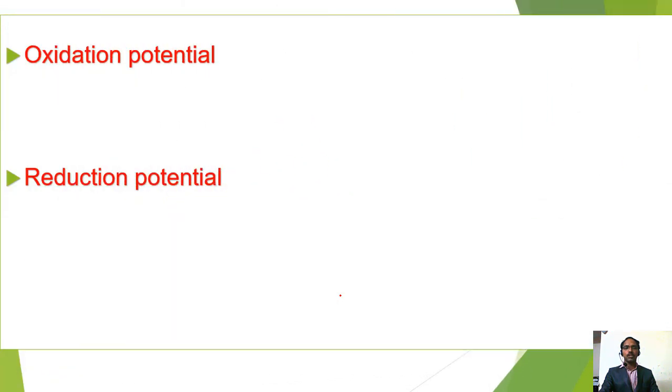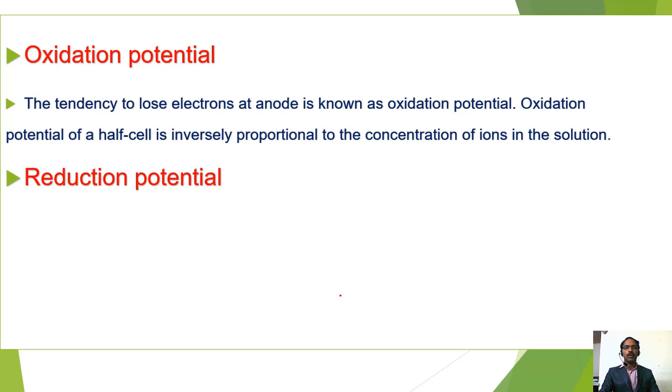These are oxidation potential and reduction potential. Oxidation potential means the tendency to lose electrons. Oxidation obviously means losing electrons, which takes place at the anode. So the tendency to lose electrons at the anode is known as oxidation potential. This oxidation potential of a half cell is inversely proportional to the concentration of the ions in the solution.